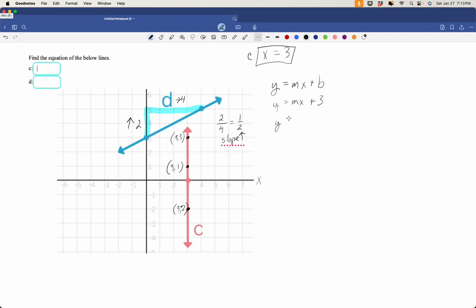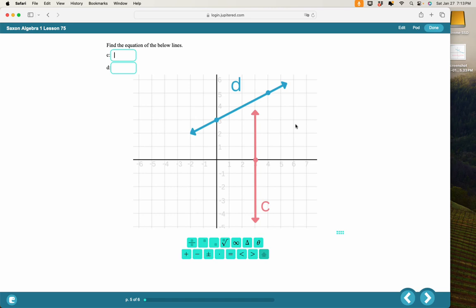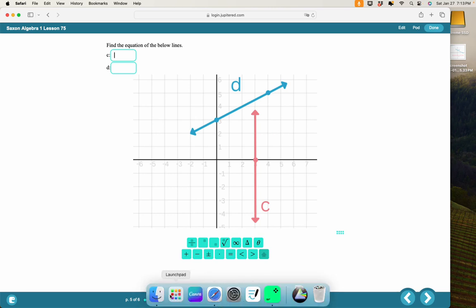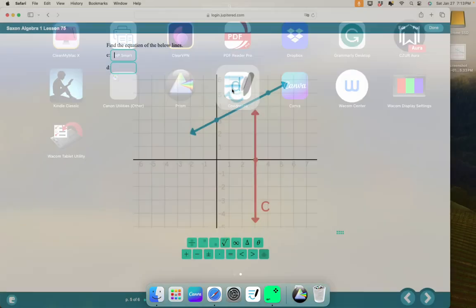So y is equal to 1/2, and it did it again. I don't know what the heck is going on. It just keeps quitting on me.